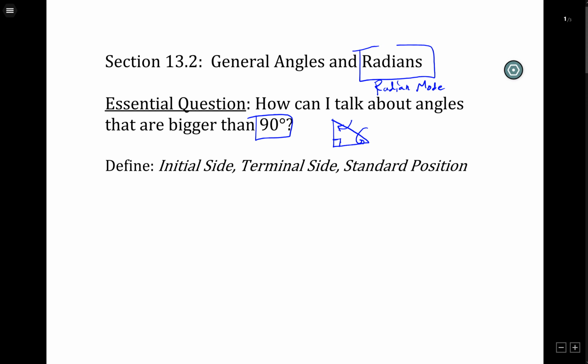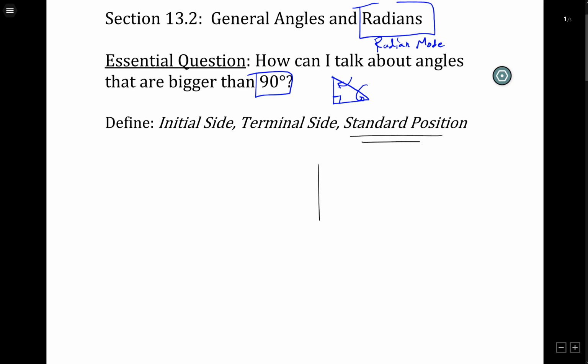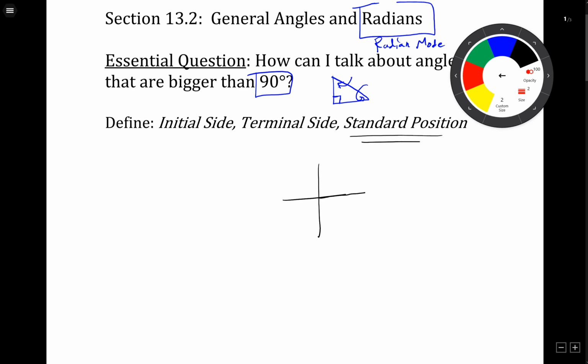And the answer to that is this. We need to talk about the angles being in standard position. So here's what we're going to do. Especially useful for angles that are bigger than 90, we're going to put them in standard position. And in standard position, we're going to put them on a coordinate plane. There's my x-axis and my y-axis. We're going to put the initial side right along the positive x-axis. So when an angle is in standard position, we put one of the rays that make up that angle right on the positive x-axis.